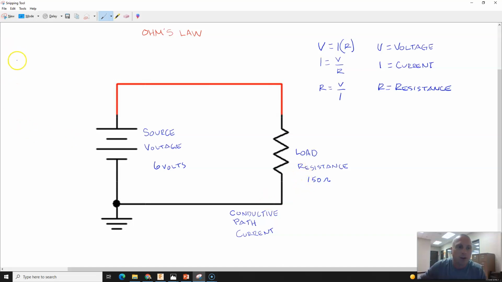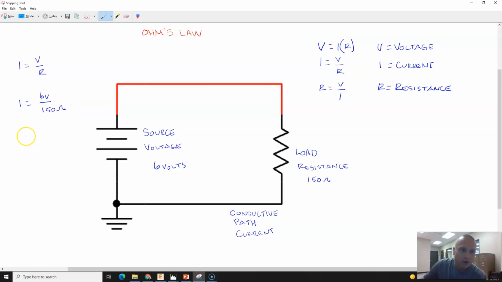If I come over here and use Ohm's law, in this case we are solving for current. So our formula is current is equal to voltage divided by resistance. In this case, current is going to be equal to 6 volts divided by 150 ohms.